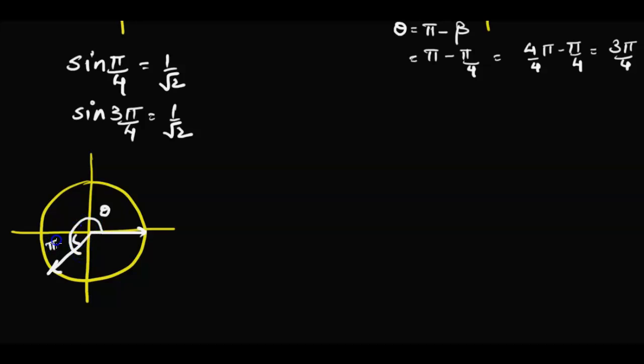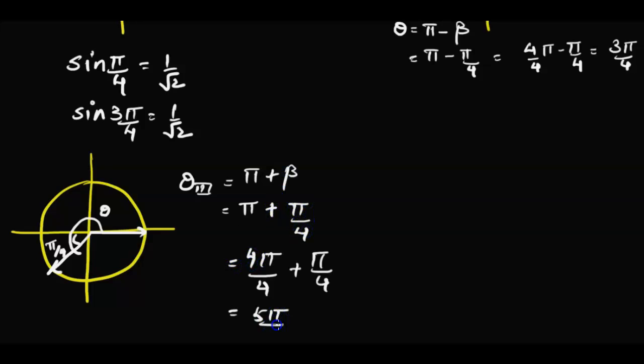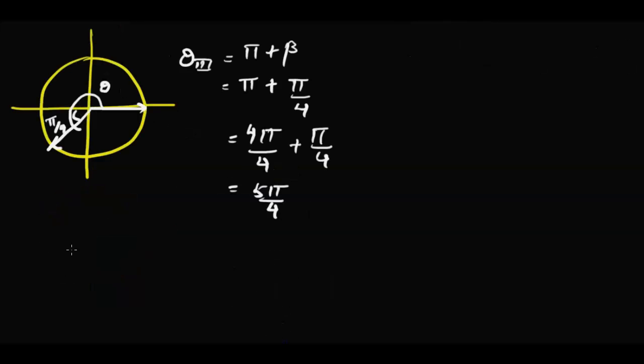Similarly, if you're in the third quadrant, this is beta and this is theta. Beta is still pi by 4 because we're working with the pi by 4 angle. Theta for the third quadrant is pi plus beta. So pi plus pi by 4, making the denominators common, gives us 5 pi by 4. Therefore, we can conclude that sine pi by 4 is 1 by root 2, as well as sine 5 pi by 4 is also 1 by root 2.